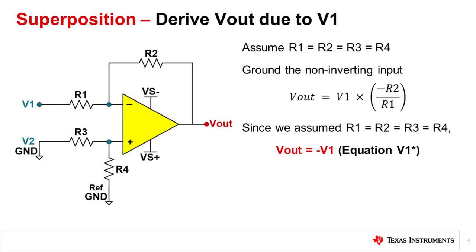Let us assume that all resistances equal each other, meaning R1 is equal to R2, which is equal to R3 and R4. We will ground the non-inverting input V2 and the reference voltage ref to derive the corresponding output equation. This now looks like a unity gain inverter with a transfer function equal to Vout is equal to V1 multiplied by negative R2 over R1. Since we assumed all resistors are equal to each other, the output equation becomes Vout is equal to negative V1. This is the gain looking into the inverting terminal. We will name this equation V1 star.